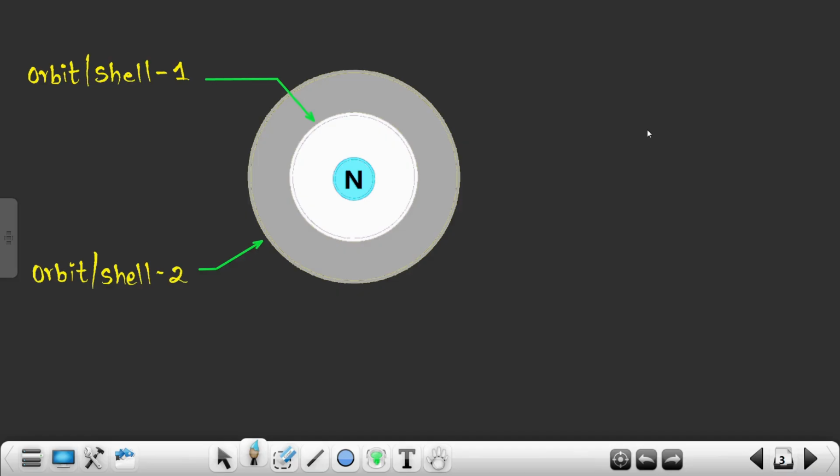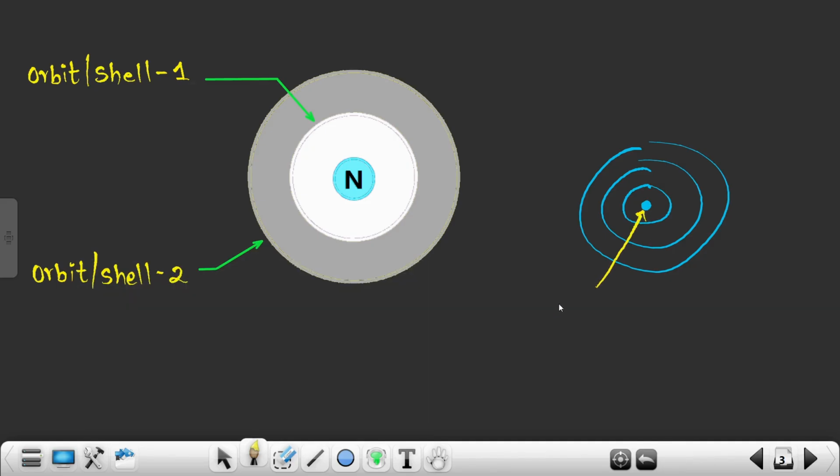Let's assume this is my atom. We all know an atom has certain orbits or shells, something like this. This is shell 1, this is shell 2, or maybe orbit 1, orbit 2, and in between there is one nucleus. Let me take a different color.